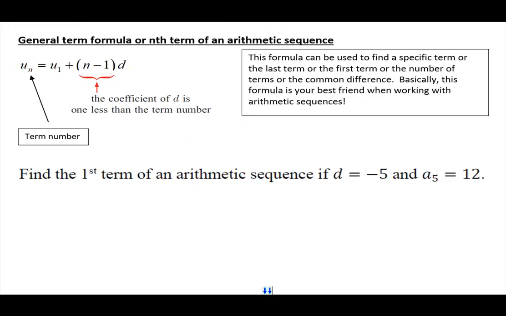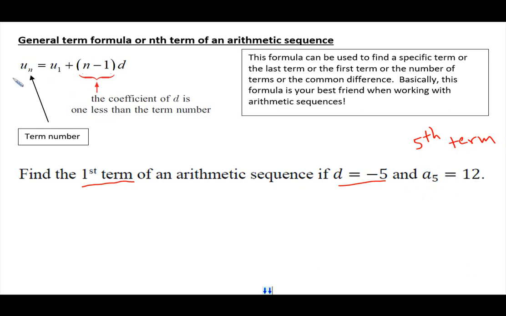All right, let's take a look at another example that will involve the general term formula. They want us to find the first term of an arithmetic sequence, and they're telling us the common difference is -5, and they're telling us the fifth term, a sub 5. Now remember I told you sometimes they're not always going to use the letter u, it could be different letters. A sub 5 means the fifth term. The fifth term is equal to 12, right?